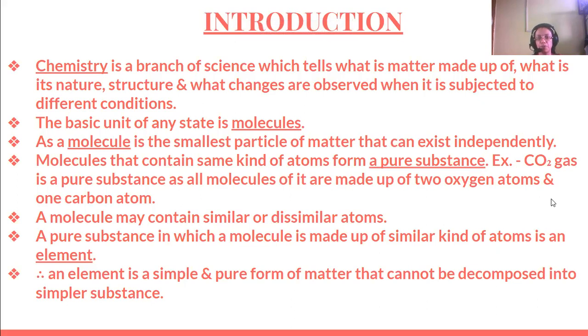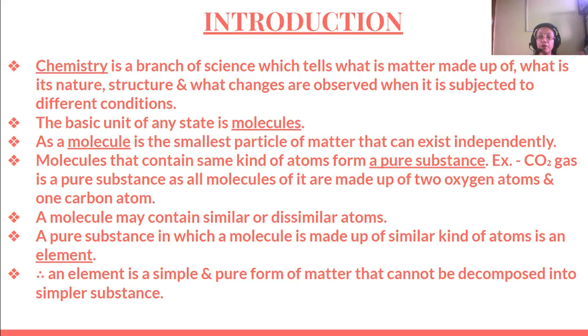What is chemistry? Chemistry is a branch of science that tells us what matter is made up of, what its nature and structure are, and what changes are observed when it is subjected to different conditions. So it's a branch of science that tells us what matter is made up of.